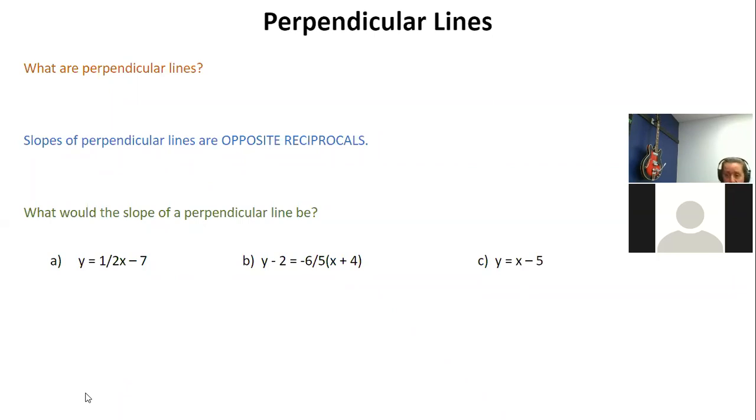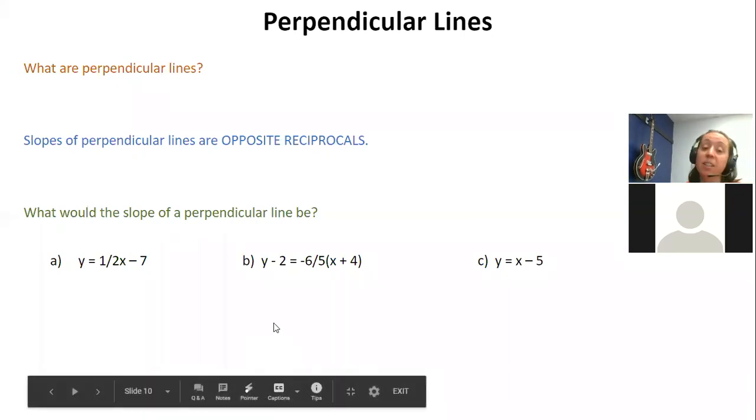What are they? They're lines. What about them? Lines that cross at 90 degrees. Beautiful. And Olivia, you are right. Very good. Good job, Emma. You guys get an A for the day. They cross at 90 degrees.